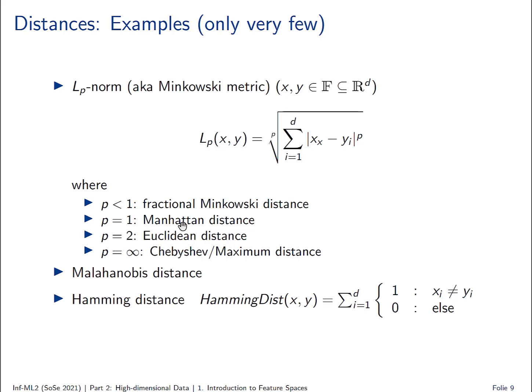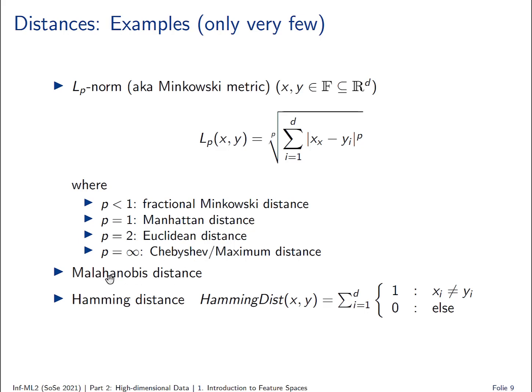For p equals 1, you already know that's the Manhattan distance probably. You can even take a p which is smaller than 1, then it's a so-called fractional Minkowski distance. You can just play a little bit with that. The choice of p doesn't really make a big deal typically. And if you just take the maximum, which is denoted by p equals infinity, then it's the maximum distance, or also sometimes called Chebyshev distance.